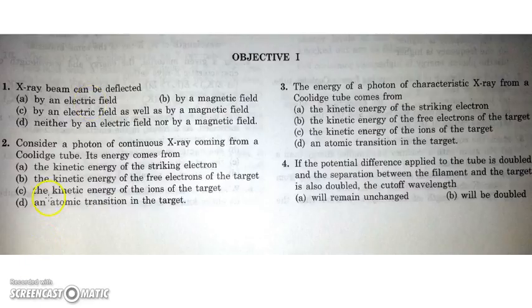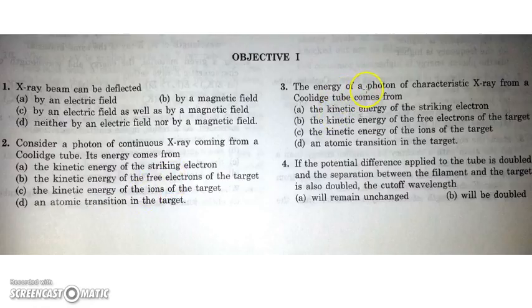Okay. The next question, consider a photon of continuous X-rays coming from a Coolidge tube. Its energy comes from... As we know, the continuous part of the spectrum comes from the loss of kinetic energy of a striking electron when it strikes the metal surface. Out of these four options, the first one is the best suitable one, the kinetic energy of the striking electron, and the remaining are wrong.